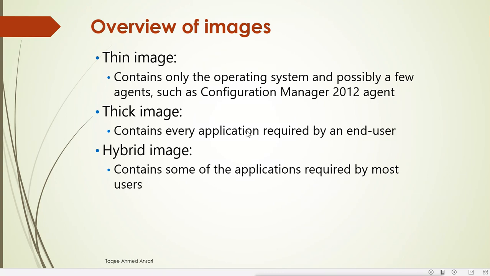For example, we want to install Windows 10, and in Windows 10 the user wants to have Microsoft Office, the user wants to have Adobe Reader, the user wants to have other applications. Those applications don't come with the operating system, they don't come with Windows 10. So the normal image for Windows 10 will be a thin image, but we want to create the thick image. We will create the thick image with all those applications which are required by the end user.